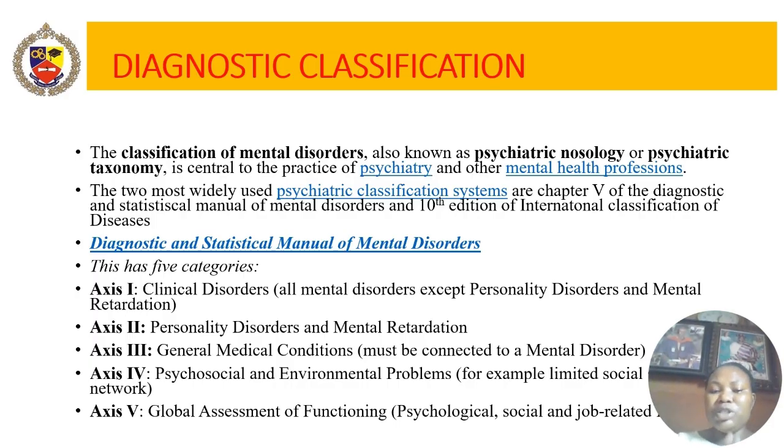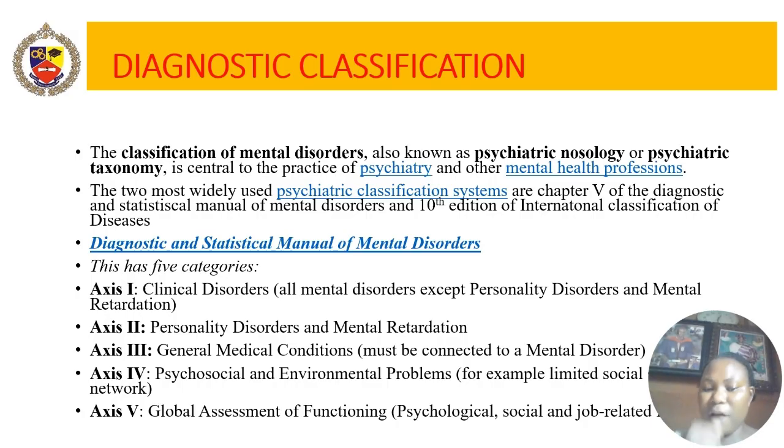According to DSM, which is the Diagnostic and Statistical Manual of Mental Disorders, it has 5 categories, axis 1 to axis 5. In axis 1, we say it is clinical disorders, that is all mental disorders except personality disorder and mental retardation. And in axis 2, we have personality disorder and mental retardation. So when you see a patient with personality disorder and mental retardation, you know this is axis 2.